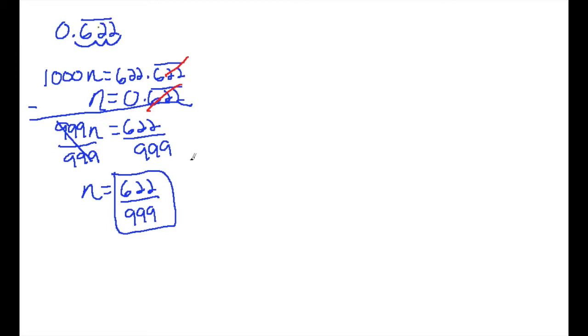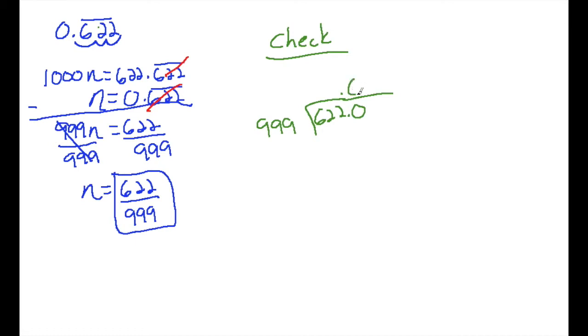But a lot of teachers want to know why, they want to know how. So it's always a really good idea, if you have time on a test, to do a check and prove yourself. So let's do 622 divided by 999. Let's line up our decimals. 0.0. So 6,220 divided by 999 happens to be 6, like we know.